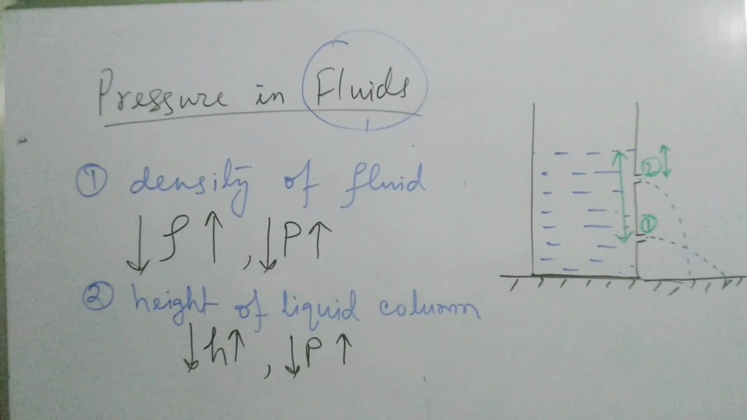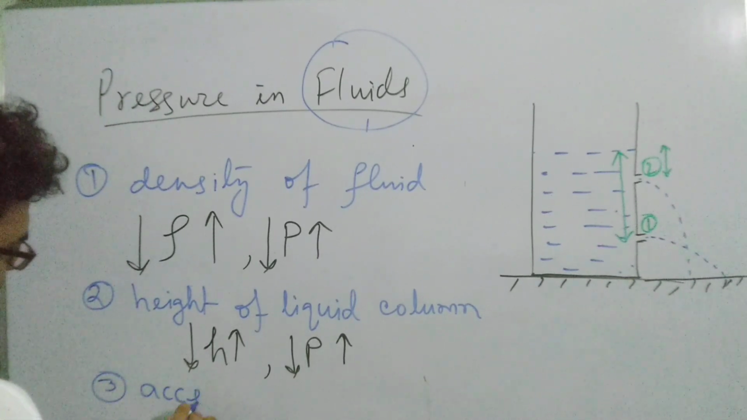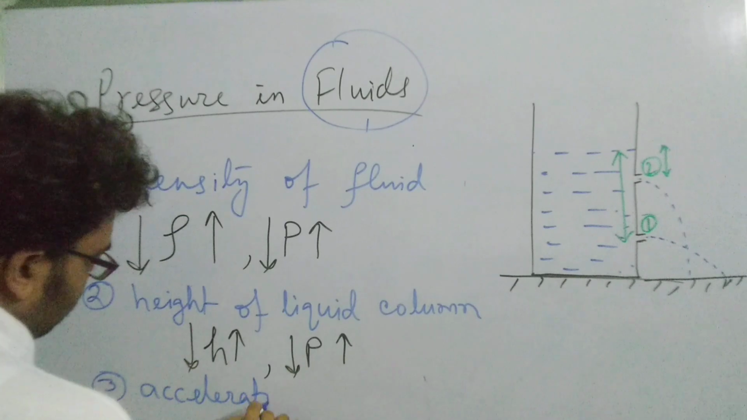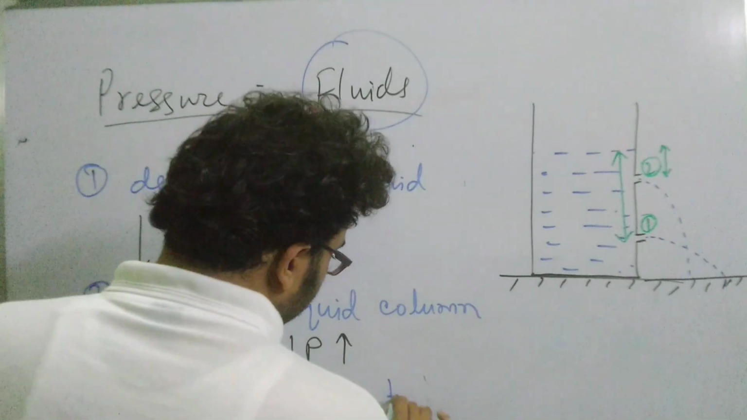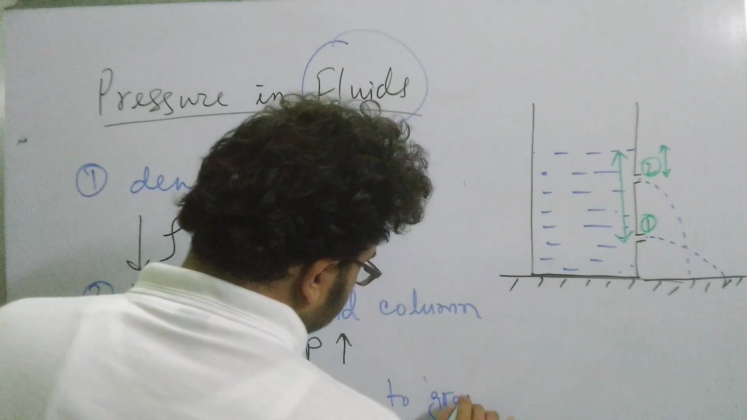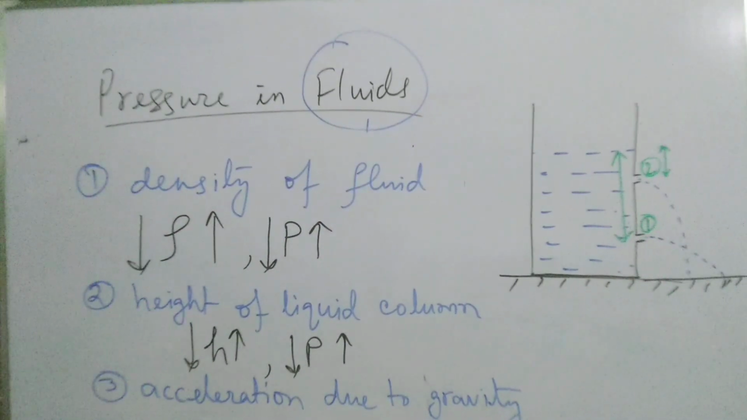And the third factor that it depends on is the acceleration due to gravity. Although you can consider that on the earth's surface, at majority of the places the acceleration due to gravity is constant, but still it can vary, okay. So this also depends upon the acceleration due to gravity. It has been seen that the more the acceleration due to gravity, the more is the pressure exerted, and the less the acceleration due to gravity, the less is the pressure exerted. So here is also the same case, okay.